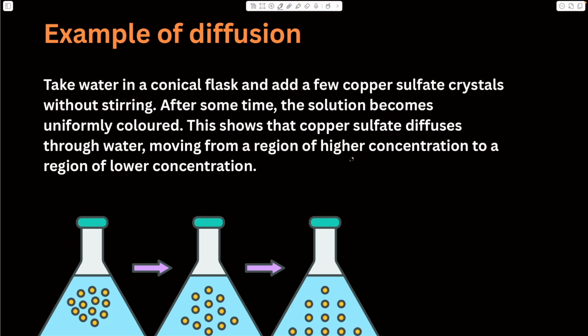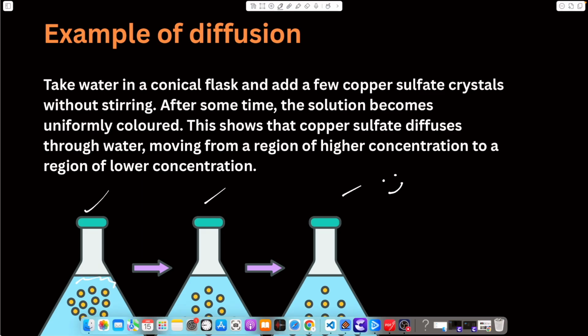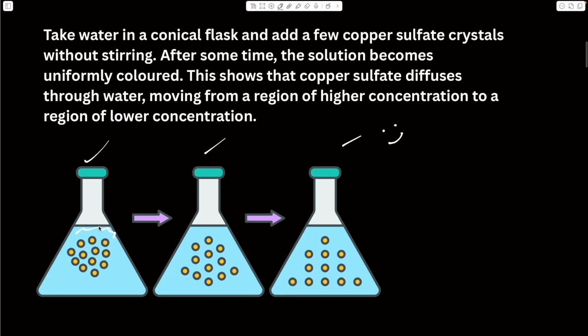So basically, for example, we have conical flasks. One, two, three. We have three conical flasks. Then we add a few drops of copper sulfate. These are the drops of copper sulfate, and we don't mix it, we don't stir it, we let it be that way. After some time you will see that the solution becomes uniformly colored. As you can see, it is becoming uniformly colored. It is moving from higher concentration to lower concentration.